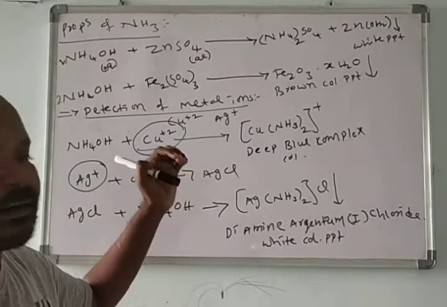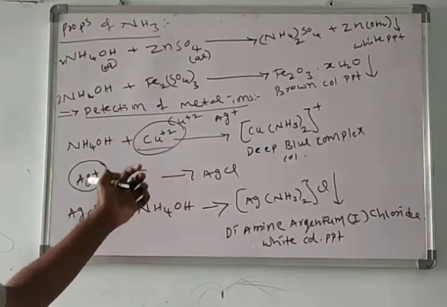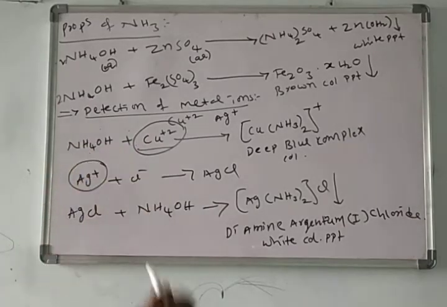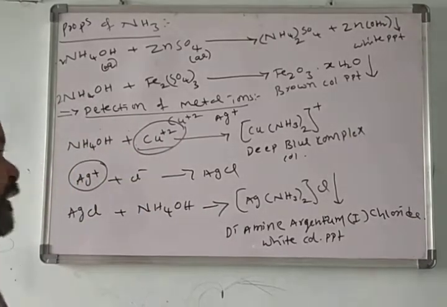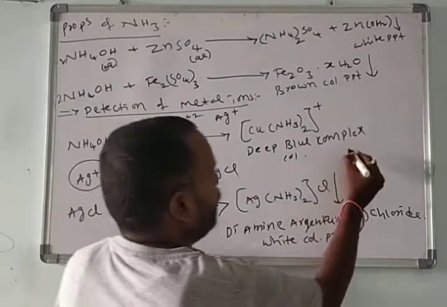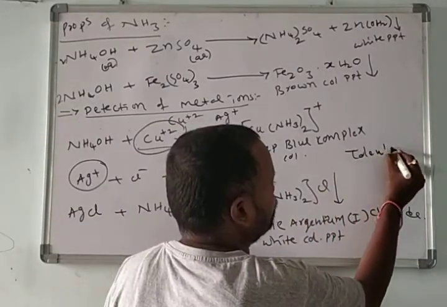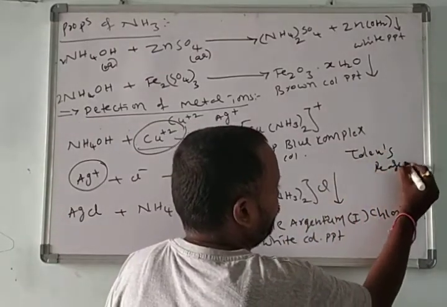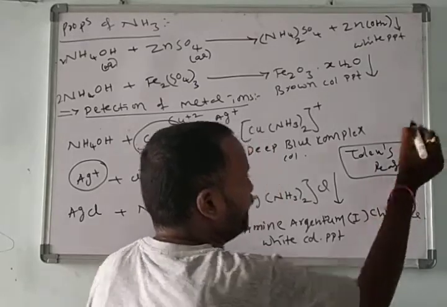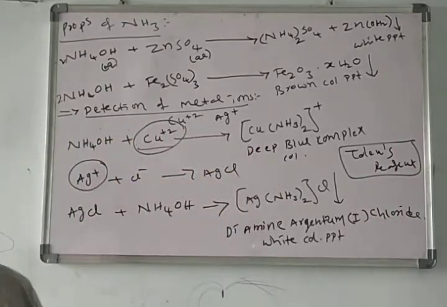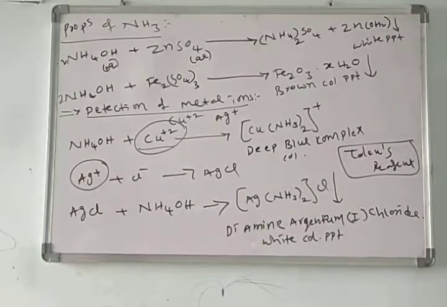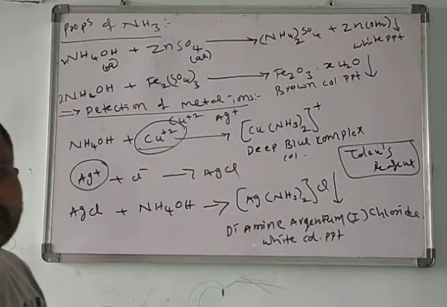Okay, it is a pungent odor molecule. It is used for the preparation of the Tollens reagent. What is the meaning of Tollens reagent? Ammoniacal silver nitrate solution. Okay, ammoniacal silver nitrate solution we call as Tollens reagent. How do we prepare the ammoniacal silver nitrate solution or Tollens reagent?